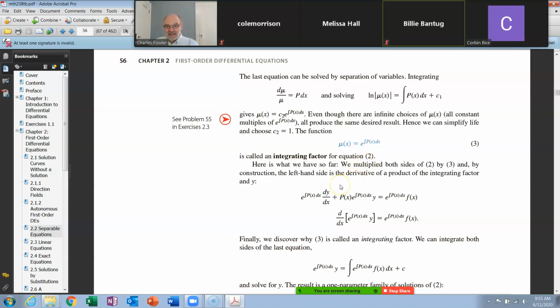Now, what we have then: μ of x dy/dx plus p of x times e to the integral of p of x dx, times y, is equal to e to the integral of p of x dx times f of x. Now this is really awkward to write that way, but since you don't know what p is, we'll do it. Now, if you'll notice here, this indeed is a perfect derivative.